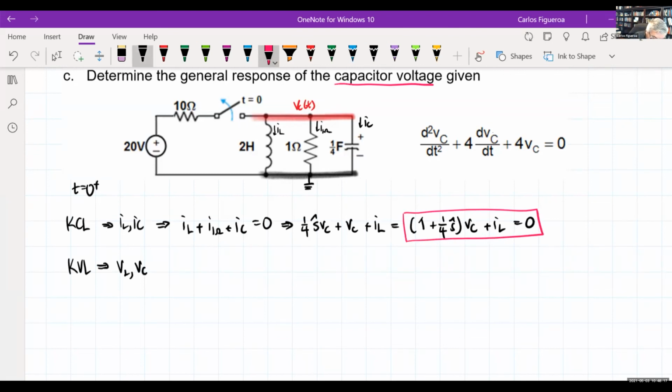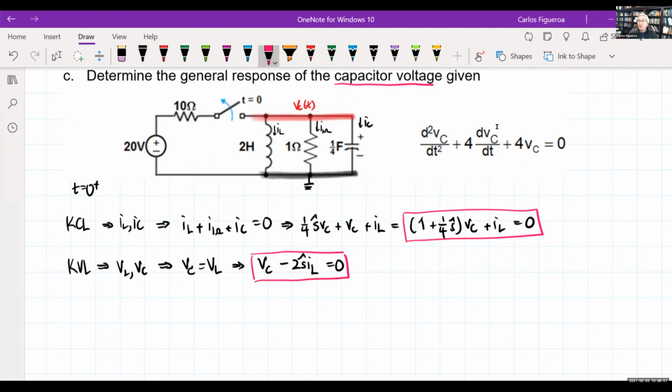Okay, let's keep going. So for KVL, we could see here that the voltage of the cap must be the voltage of the inductor. So VC must equal VL. In other words, I can write this. Now I'm going to convert the inductor voltage, which is a 2. So this should be 2 s hat IL equals to 0. Here's my second equation right here.